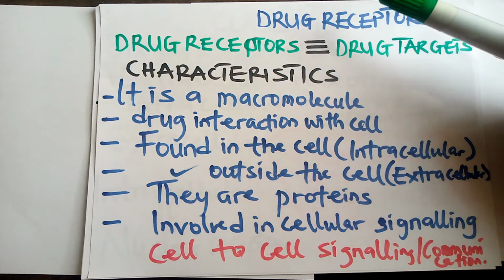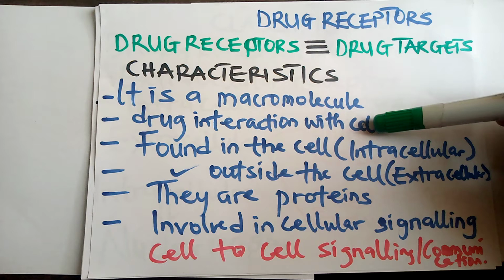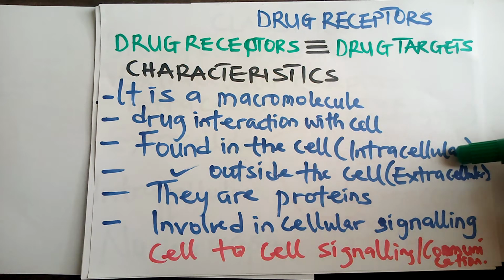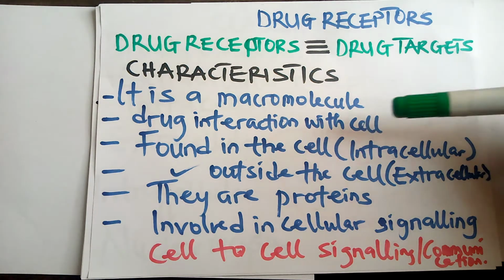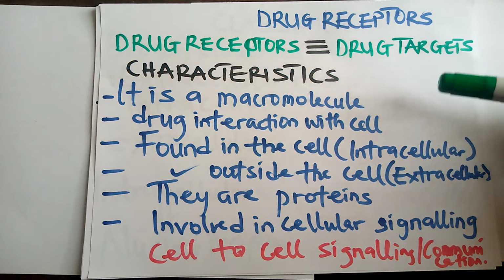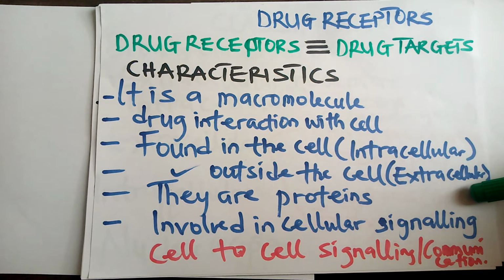Also, a drug receptor helps the drug to interact with the cell. For the drug to interact with the cell, the drug binds to a receptor. Then, drug receptors can be intracellular, that is, found inside of the cell. Drug receptors too can be found outside of the cell. In this case, they are extracellular.